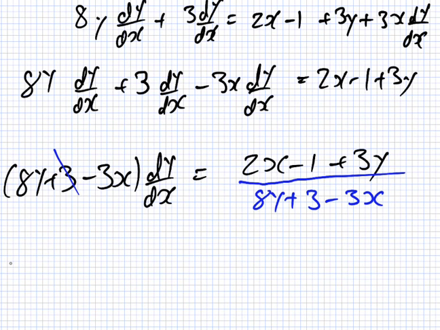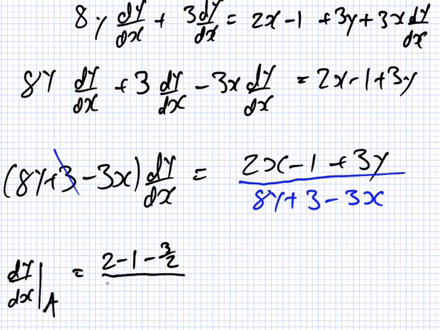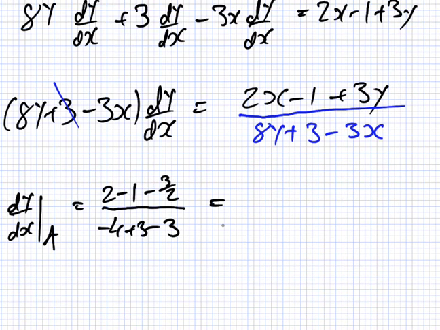So my first one is dy dx at the point A, which is 1 and minus a half. So if I put in x is 1, I'd get 2 minus 1, and y is minus a half, minus 4 plus 3 minus 3. So what's that? That would be 1 minus 3 over 2, that's minus a half over minus 4 plus 3 minus 3, an 8.